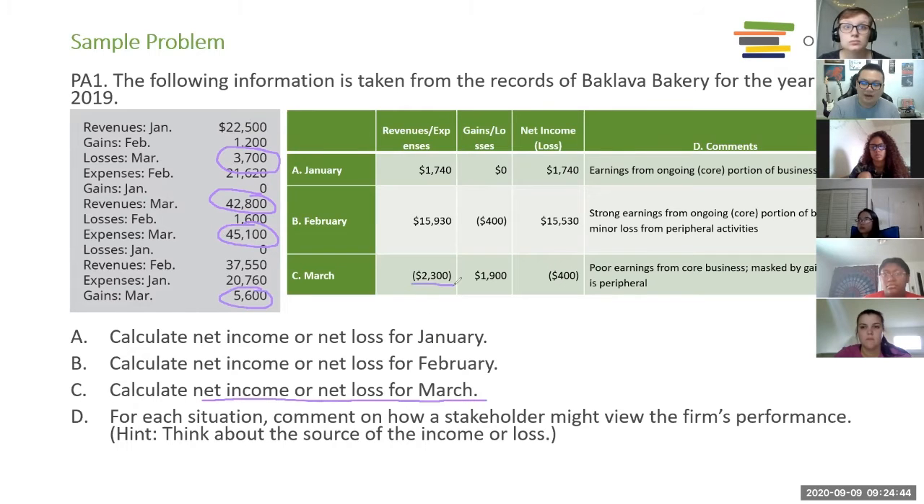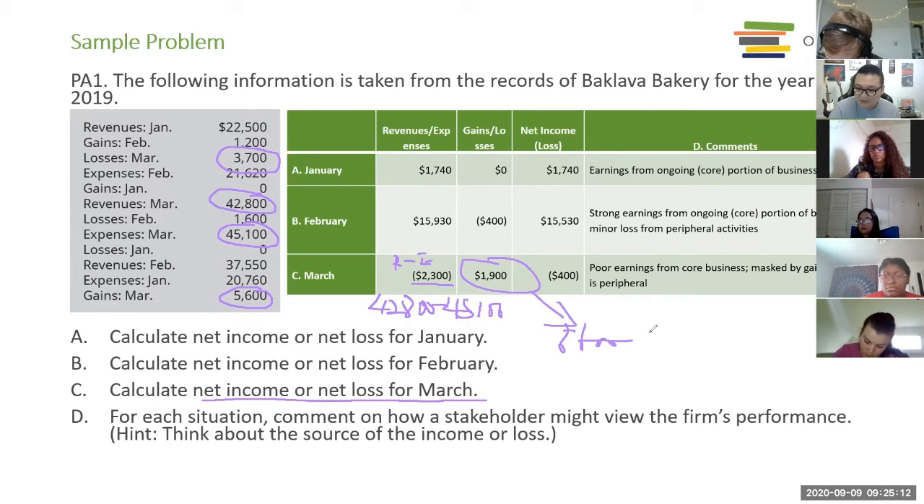So once again, how are we going to calculate this negative number? We're using our revenue minus our expense. So what we have is 42,800 minus 45,100. So we got this negative number here. And how we calculate the gain here? We're using the total gain, in this case, 5,600 minus our 3,700. Okay. So make sure you know how to do that, and then how we calculate net income. We're using these two things plus each other, so we get our net income here.